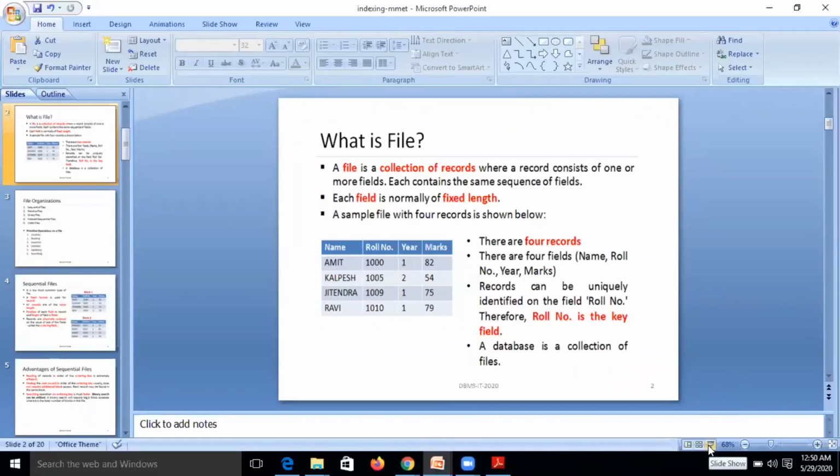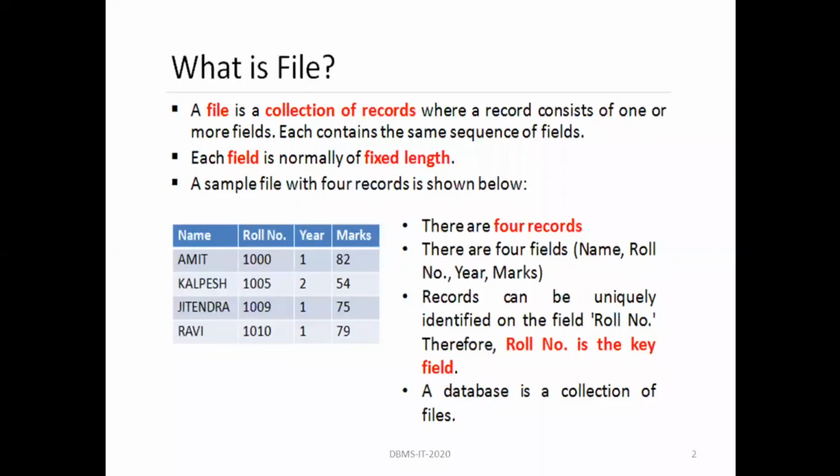Hello students. In this lecture we are going to discuss file and indexing. Basically, we have to find out what a file is. A file is a collection of records where each record consists of one or more fields, and each contains the same sequence of fields. So a file consists of a set of records and fields.